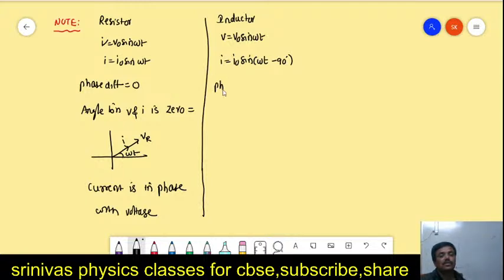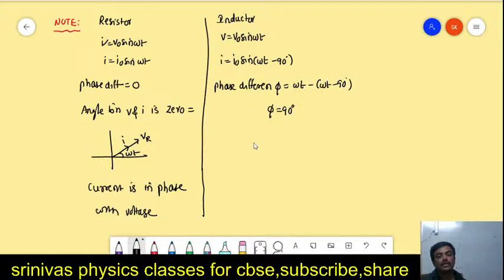Here the phase difference between the current and voltage, you should write the angle difference: omega t minus (omega t minus 90). Then the phase difference you will get is 90 degrees.